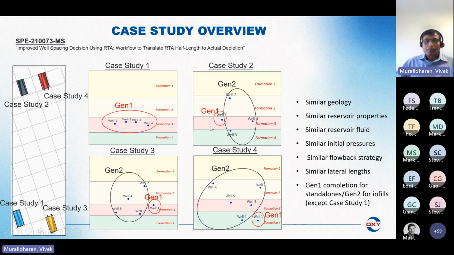In terms of completion, there's a lot in common across case studies 1, 2, 3, and 4. The first standalone well is the Gen 1. The later wells were a Gen 2 completion, a bigger completion. Except case study 1 was done with all Gen 1 completion, and it's the same landing. So that's the only difference between case study 1 and the rest of the case studies. But there's a lot more similarity in the properties and the way we flow back. So everything is pretty much the same, and we should be able to get a meaningful answer by comparing all of these case studies.